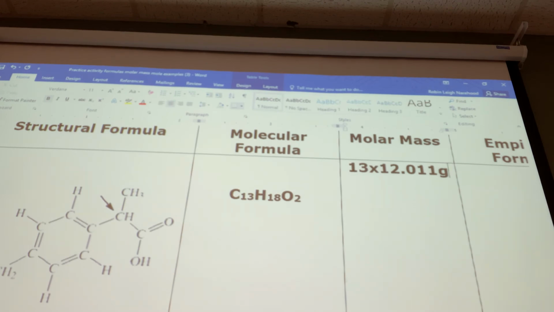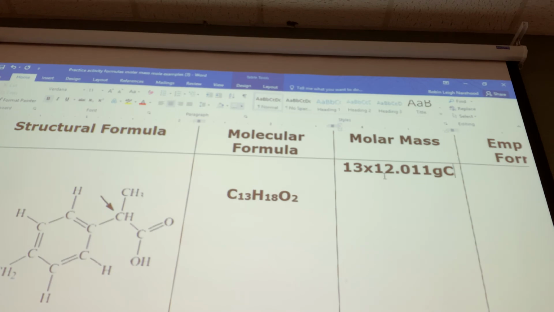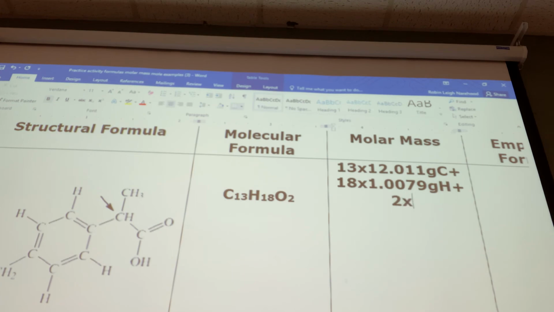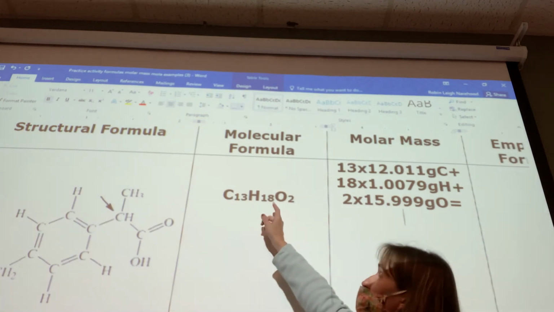So that's for carbon. So what would we do for hydrogen? 18. And then we do times its atomic mass, which is 1.0079 grams, and that's for the hydrogen. And then we add in 2 times 15.999 grams of oxygen. You're going to add those numbers together, and the total is the molar mass of this formula here.